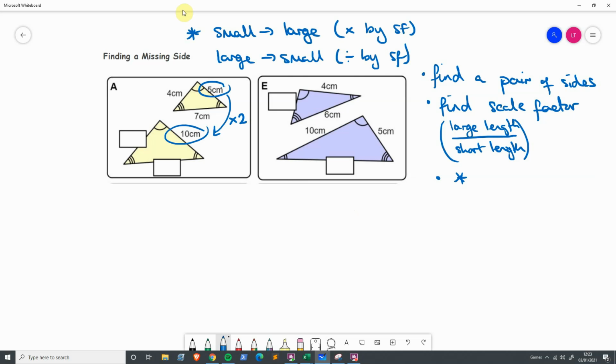And that makes sense. If we're going from a small shape to a large shape, we would expect the length to be bigger. And if we're going from the larger shape to the smaller shape, we would expect the lengths to be smaller. So in this case, we are going from the small shape to the large shape. So I'm going to times by my scale factor. So that would be 8. And I'm going to times by my scale factor. So that is 14.